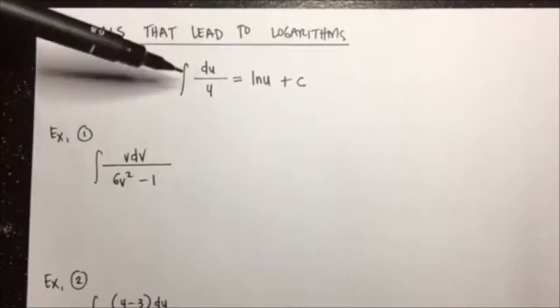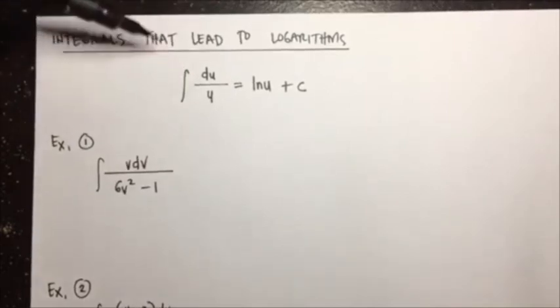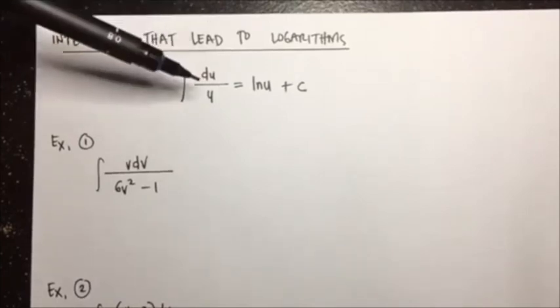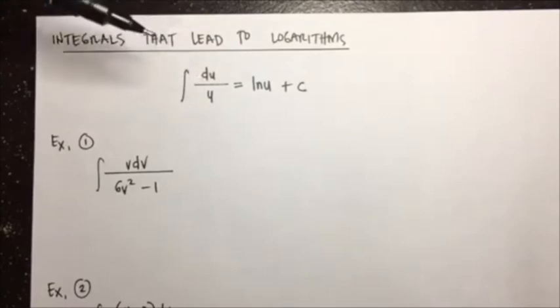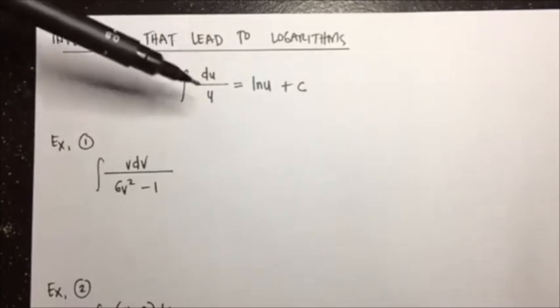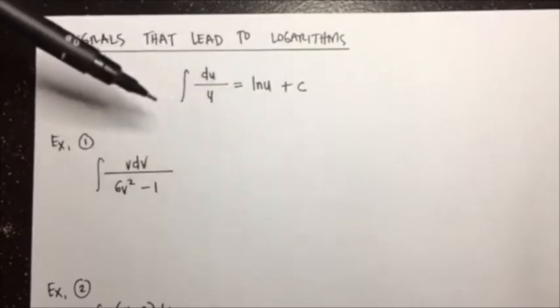Okay, so if you recall the general power formula, it says there that n, or the exponent of u, is not equal to -1. Okay, so if n is equal to -1, then we now use this formula.